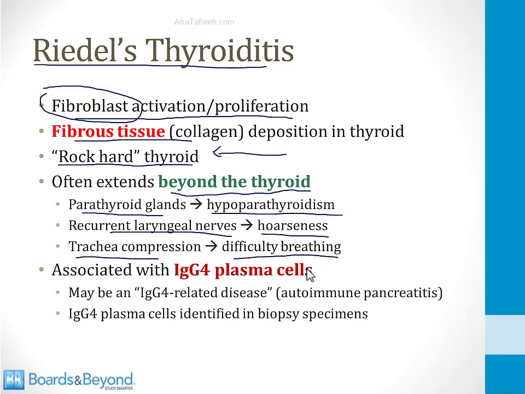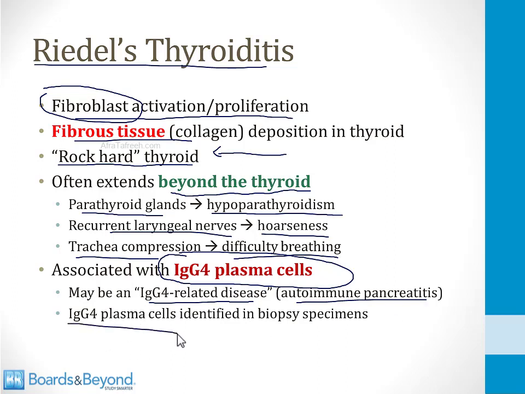And you should know that this condition is associated with IgG4 plasma cells. There are a number of so-called IgG4 related diseases. They're all rare. Another one is autoimmune pancreatitis, and this is considered one of the potential IgG4 related diseases. You can often see IgG4 plasma cells in biopsy specimens.